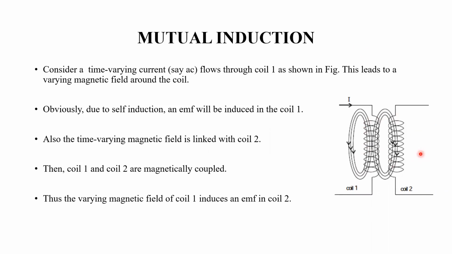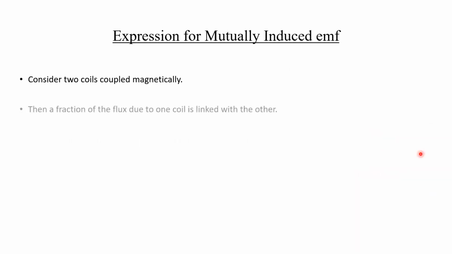Suppose it's still closer, the coupling will be more. If it is far away, the coupling will be less. So in general, we can say a fraction of flux in one coil will link with the other coil. This fraction may be 50%, maybe 100%. If you are expressing it as a fraction, it may be 0.5 of the flux linking coil 2. We'll call it phi 1 2. Maybe 0.5 into phi 1, or maybe 0.7 into phi 1, or maybe phi 1 itself.